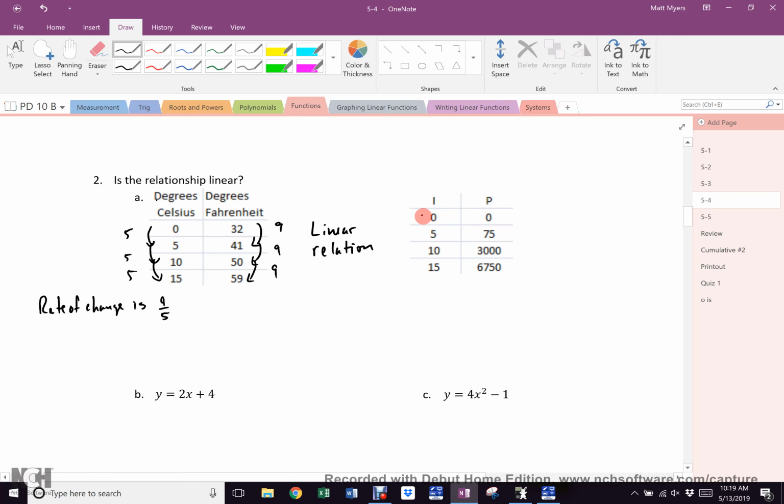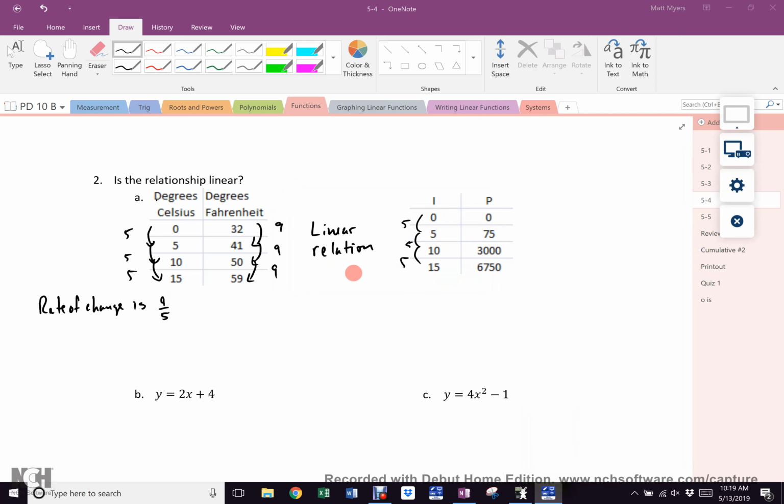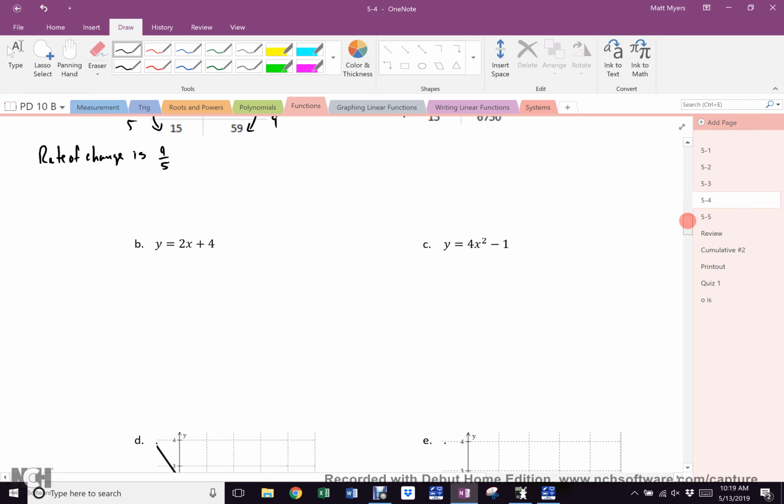What about this one? 5, 5. I know it's blue. Is 5, 5, 5 constant? Excellent. Is it the same over here? No. So this is non-linear. What about this one?